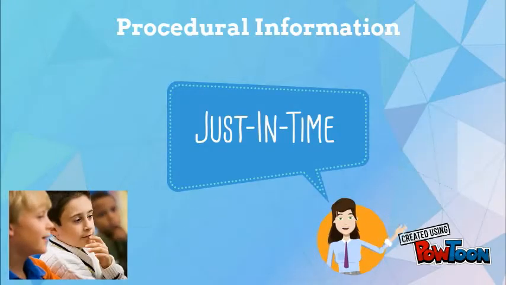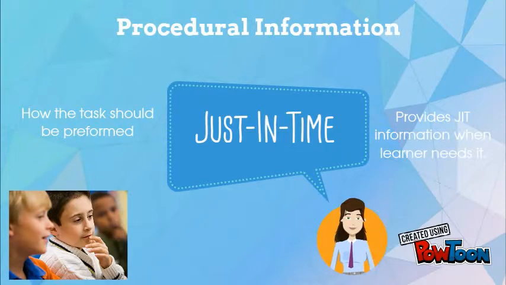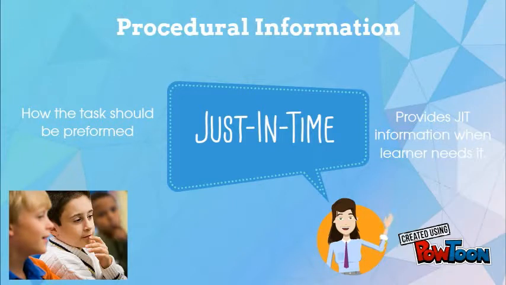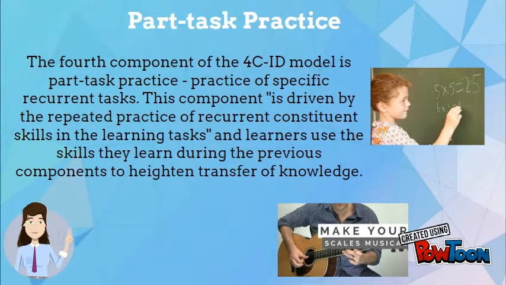The third part of the 4C-ID model is the procedural information or just-in-time information. Learners have the opportunity to perform learning tasks that are always performed the same way. The fourth component of the 4C-ID model is part task practice. Practice of the specific recurrent task. This component is driven by the repeated practice of recurrent constituent skills in the learning task, and learners use the skills they learned during the previous components to heighten transfer of knowledge.